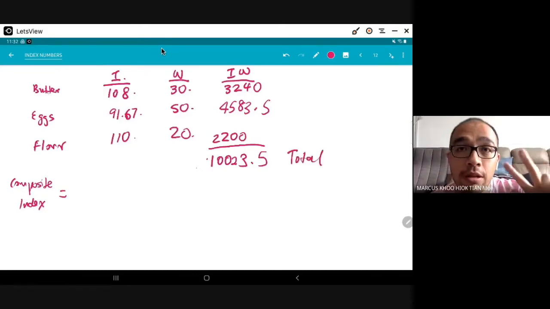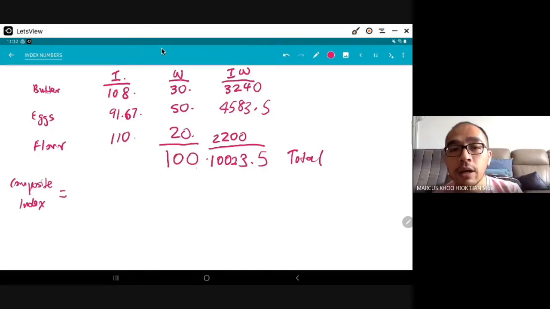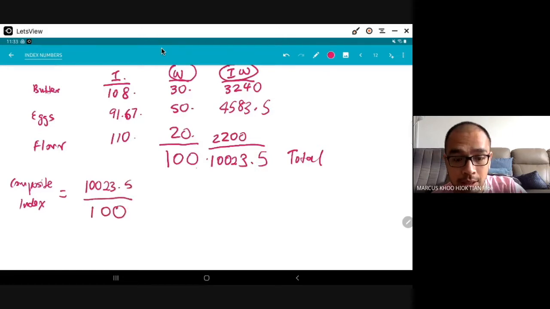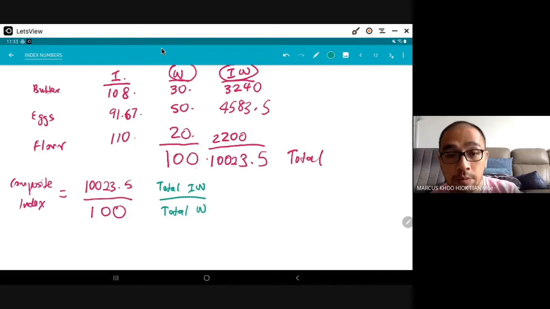Okay, the second total you need to count is the total weightage. 30 plus 50 plus 20 equals 100. Then what you need to count for the composite index is the total I times W, the total I times W divide by the total W. So 10023.5 divide by 100. Let me just rewrite that. So total I times W over total W.